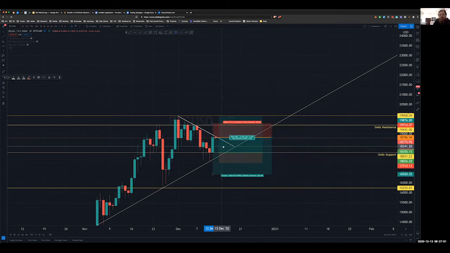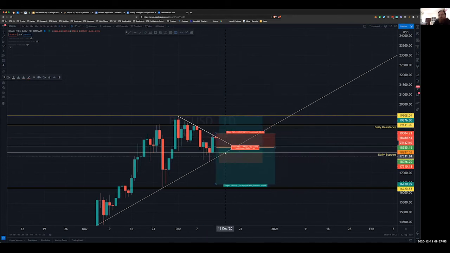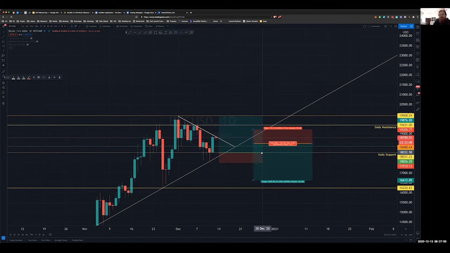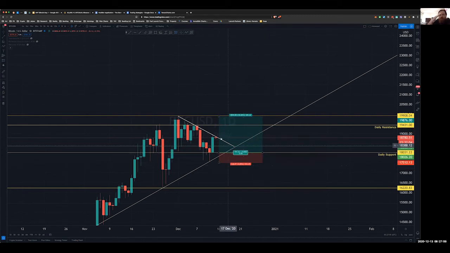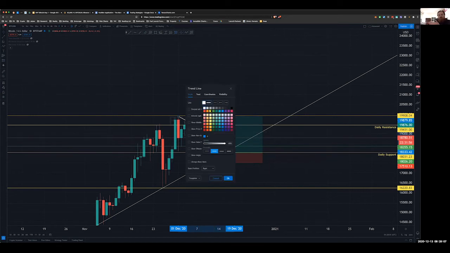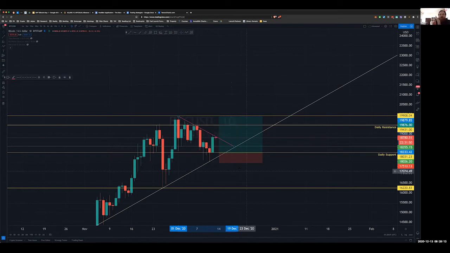I guess my thing here to think about is that if we do resist off that trend line that's going down again, and we bounce down off that other trend line, are we going to get squeezed in this triangle again? My thing would be, are we going to get squeezed in that triangle and not actually break out?